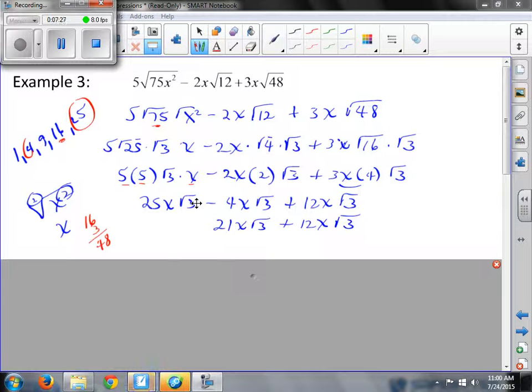Notice that our like part is the x square root of 3. And we only add the coefficients together. 21 plus 12 would be 33x square roots of 3.